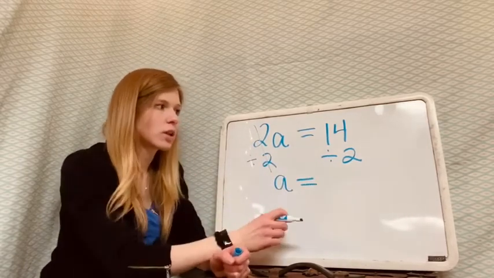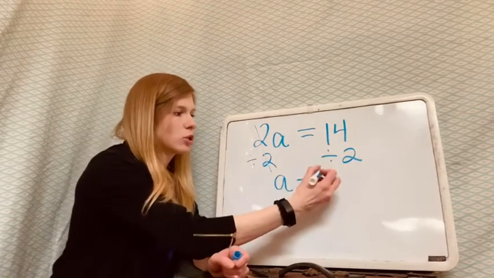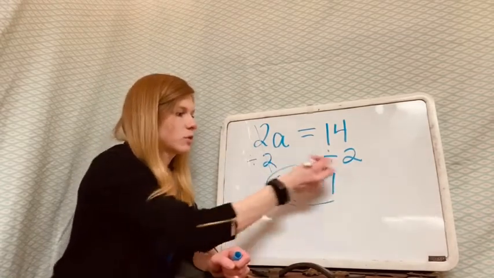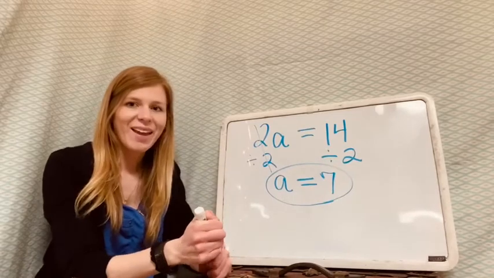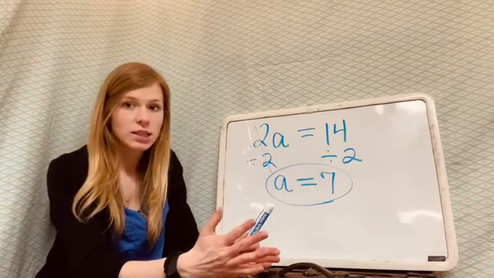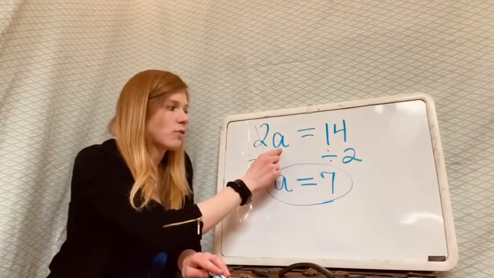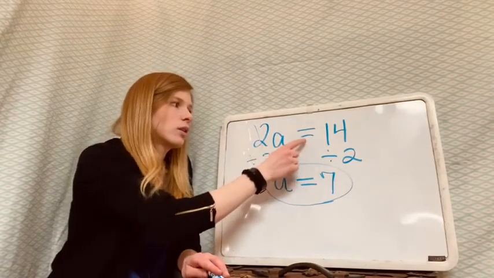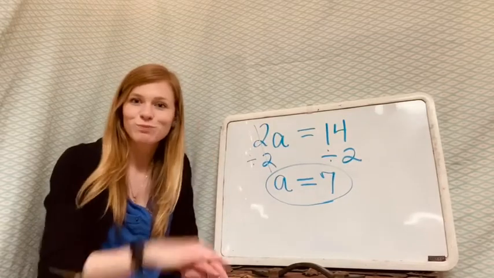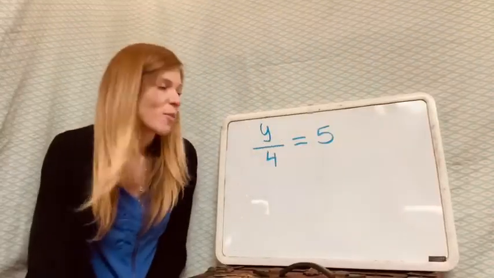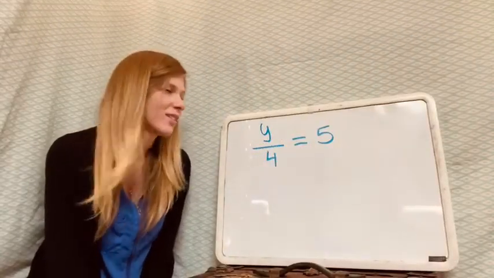Bring down your equal sign. 14 divided by 2 is 7. So for this problem, you get a equals 7. And like I said in the last example, if you're questioning whether or not you did it right, take this 7, put it in the spot for a. 2 times 7 equals 14. That's true. We're good.